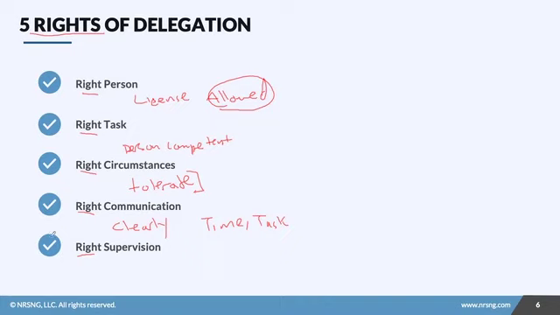The last one here is right supervision. Make sure the task is properly supervised. The question you should ask is, have I followed up? Or at what level should I supervise this task? Or how much involvement should I have? Is this something that can be done without me watching, without me supervising, without me seeing? Or is this something that I need to be close by watching? And then have I followed up to make sure that task has been completed?